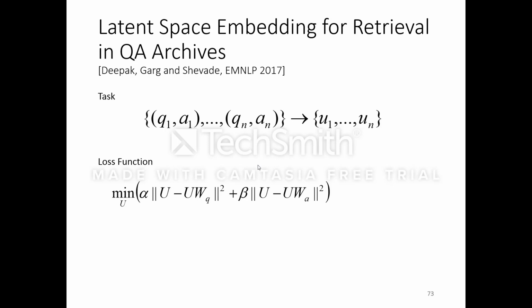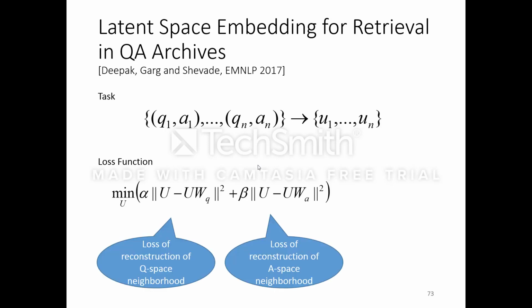So you're trying to minimize this objective function, which contains 2 parts, and they are summed up using a weighted sum. The first one is the loss of reconstruction of the Q space neighborhood, and the second one is the loss of reconstruction of the A space neighborhood. And it's easy to generalize to more spaces because you can simply add one more term, which is plus gamma times the loss of reconstruction from a third space neighborhood. So if you want to treat question answer pairs as a triple, you can very well do this. It's very easy to extend this work into that space as well.